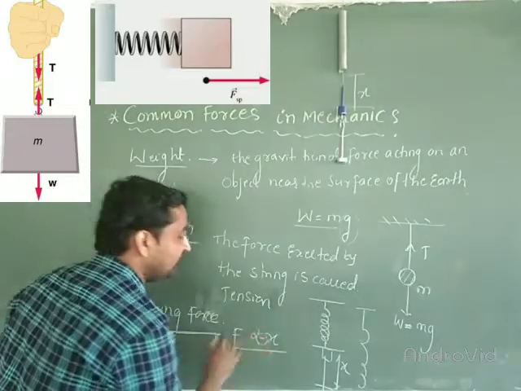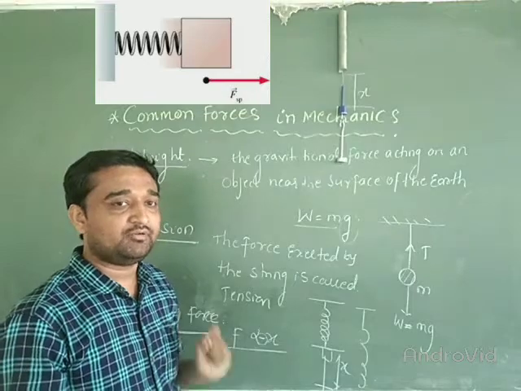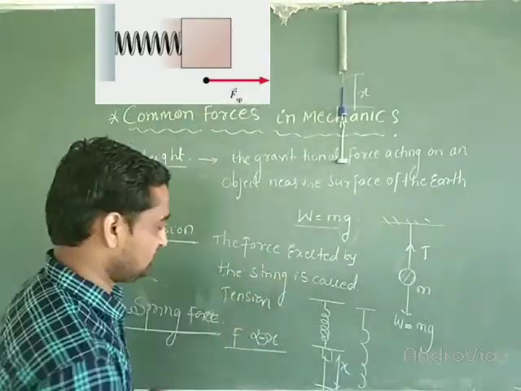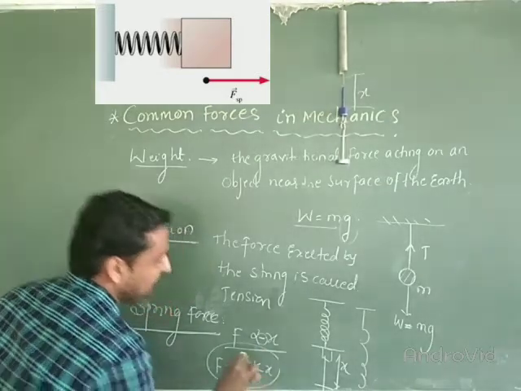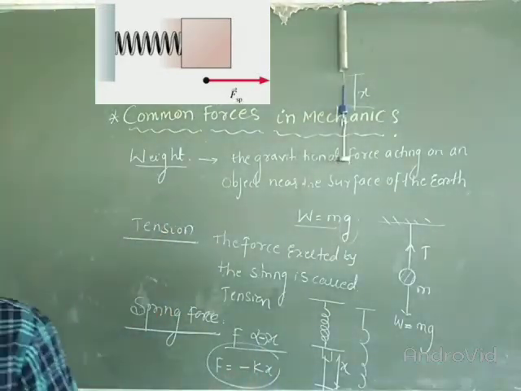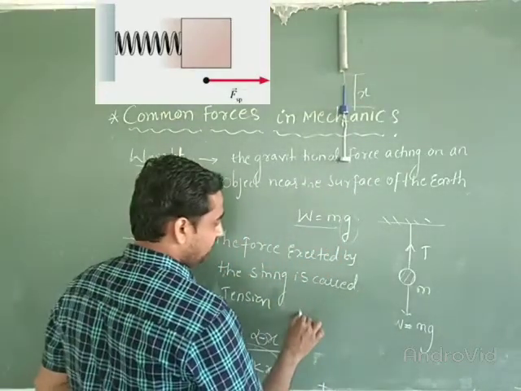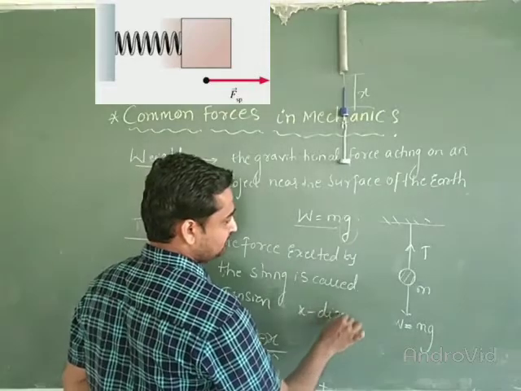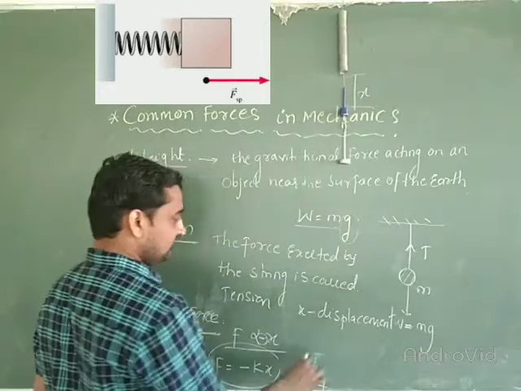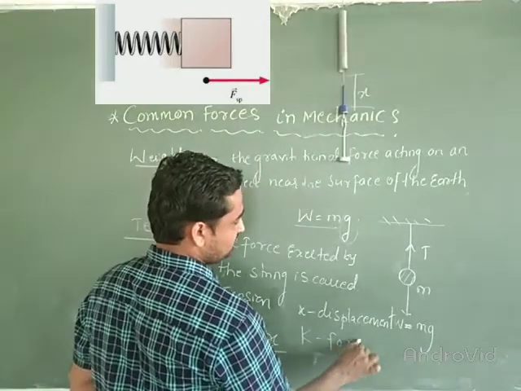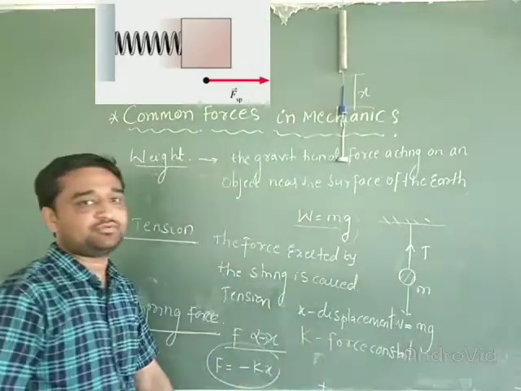So what does this negative sign indicate here? The negative sign indicates that the spring force is developed opposite to the direction of displacement. So F is equal to -k into x. Here k is called what? The spring constant, right? Here x is the displacement and k is called the force constant.